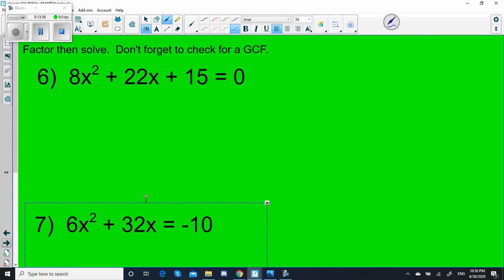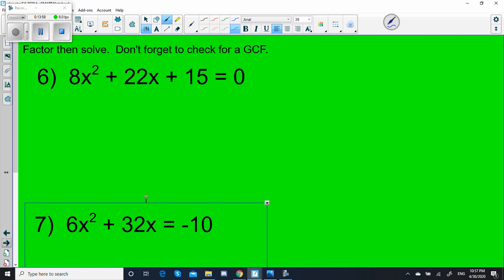All right. Number 6. Notice that it changed a little. Now it doesn't just say factor anymore. It says factor, then solve. And then it says don't forget to check for a GCF. So we have to check for a GCF every single time. Sometimes it has it, sometimes it doesn't. But that's something that we have to look for every time.